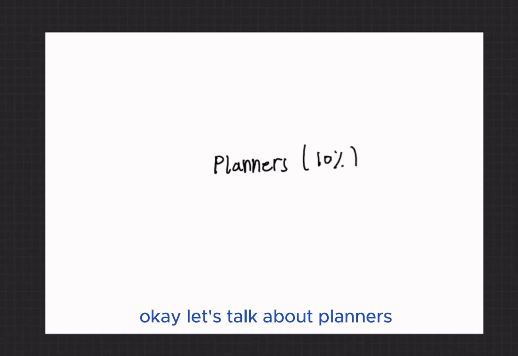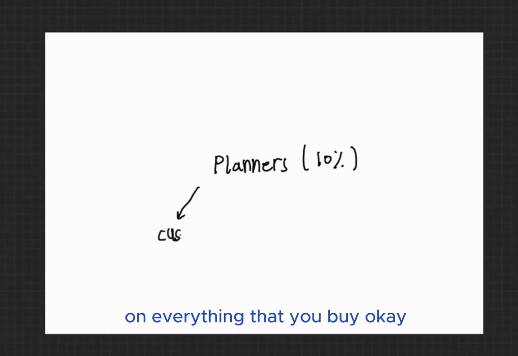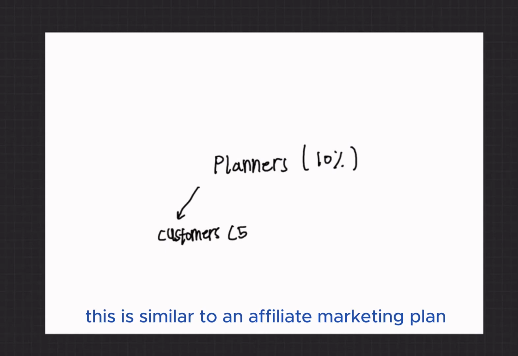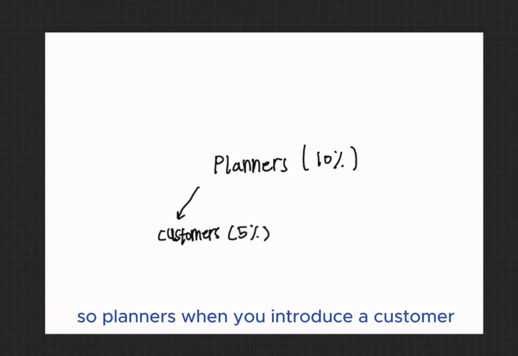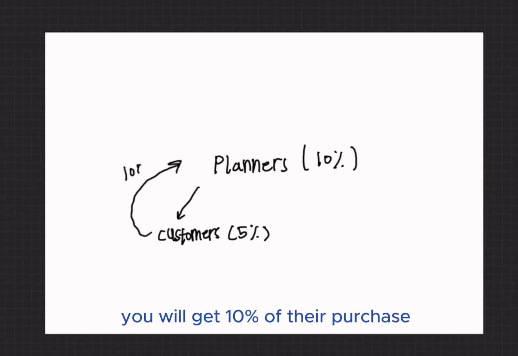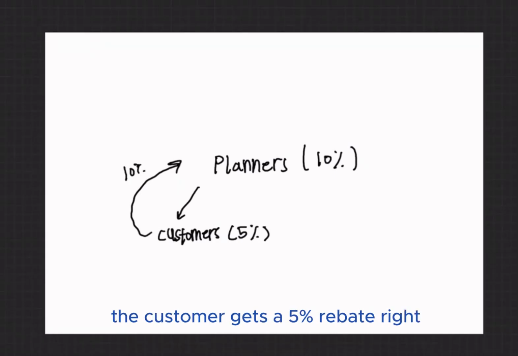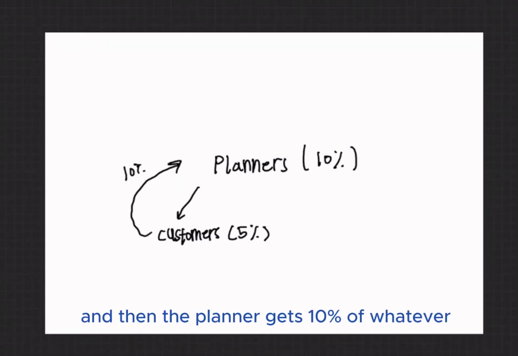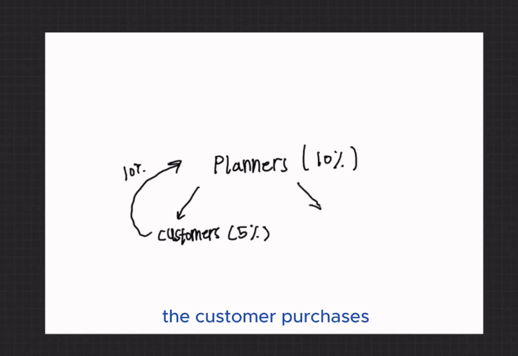Okay, let's talk about planners. When you sign up as a planner, you automatically get 10% back on everything that you buy. Okay, this is similar to an affiliate marketing plan. So planners, when you introduce a customer and the customer makes a purchase, you will get 10% of their purchase. The customer gets a 5% rebate, right? And then the planner gets 10% of whatever the customer purchases.